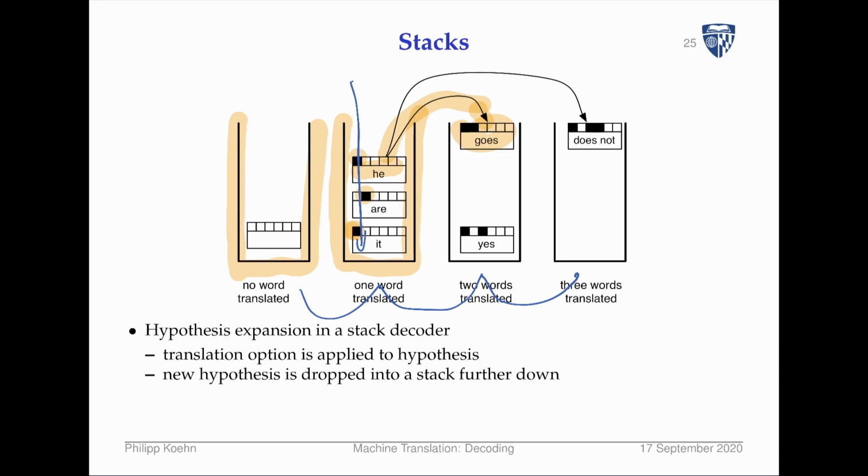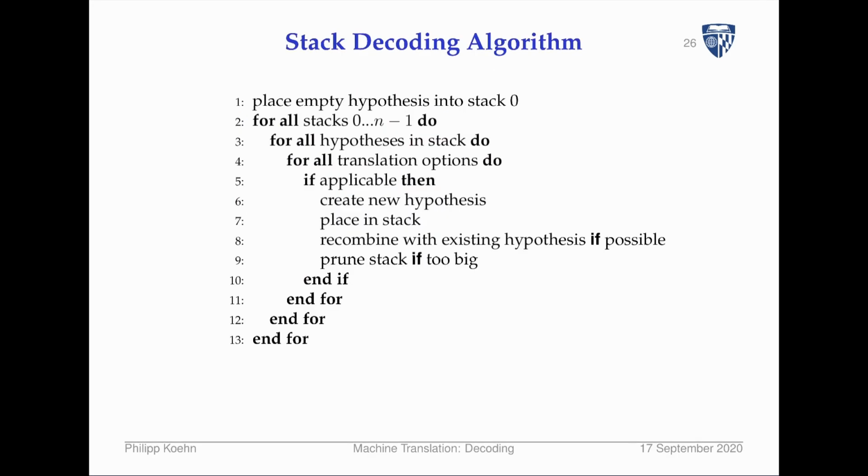So these stacks fill up, and if they get too full, we cut them down. We might say a good number is maybe 100 hypotheses or maybe 200 hypotheses per stack. When it gets bigger than that, we look at the one that has the worst score and just throw it away. That gives us a very simple decoding algorithm. So we place the empty hypothesis in stack 0, and then we move through the stacks. Then we move through the hypotheses in each of these stacks.